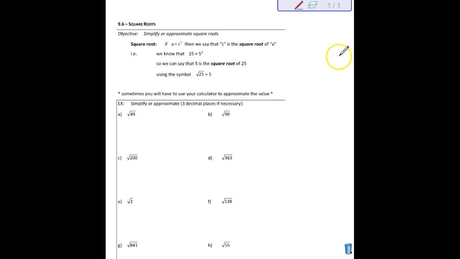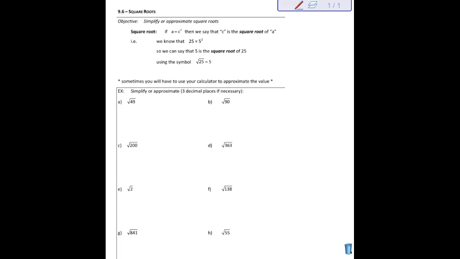Now, not every number has a perfect square root like this, so sometimes you will have to use your calculator to approximate the value. And you need to be careful because for some calculators you need to type the square root symbol first and then the number, and some calculators are a little bit backwards in that you need to type the number first and then the square root. So just become familiar with your calculator and understand which way you need to do it on yours, okay?